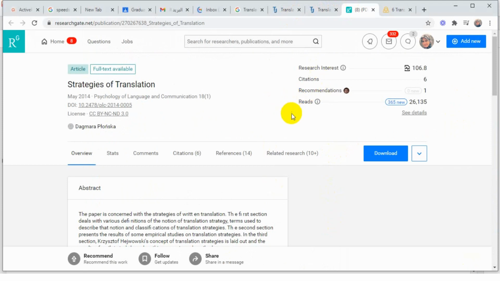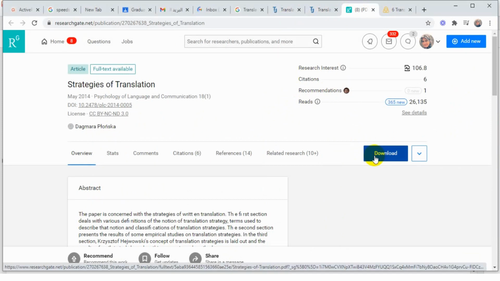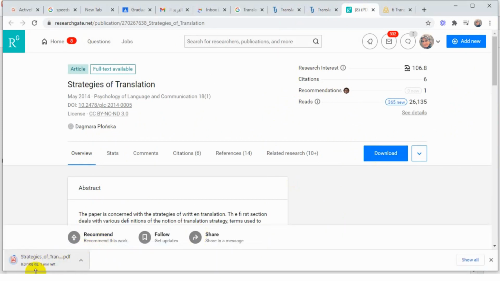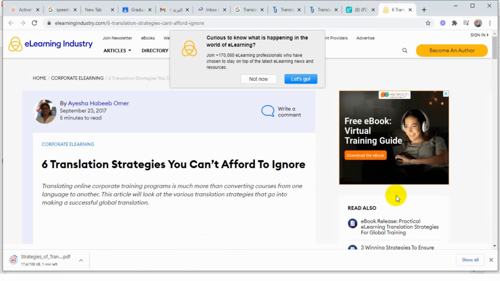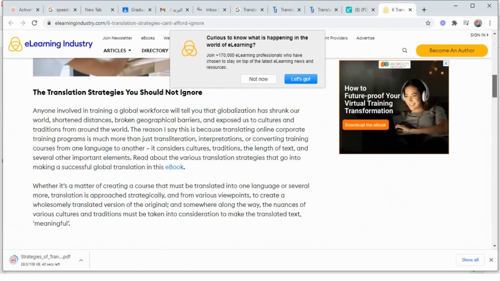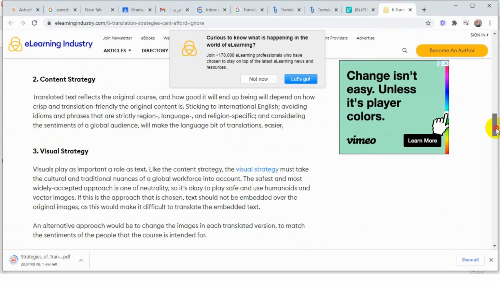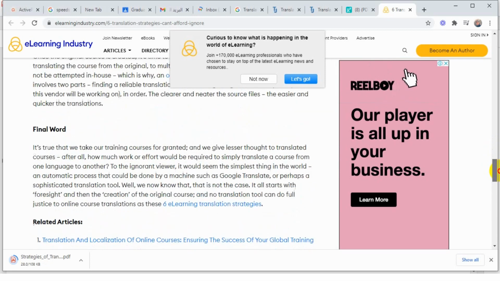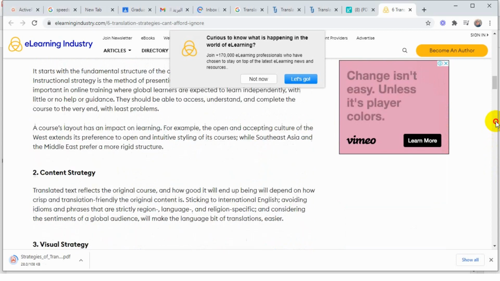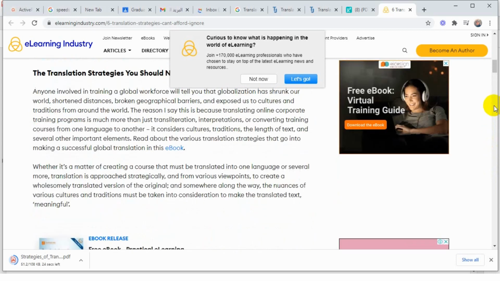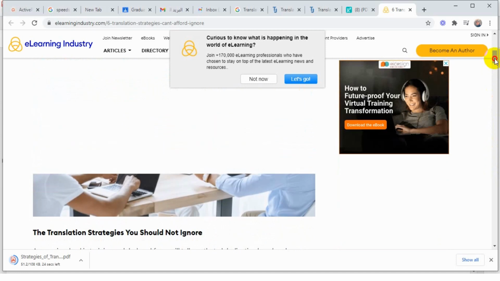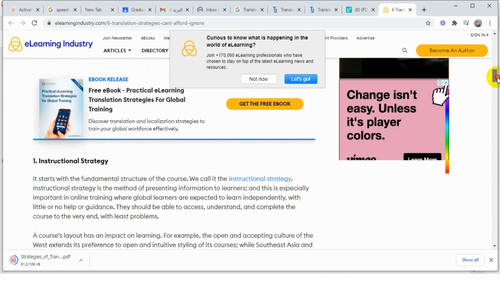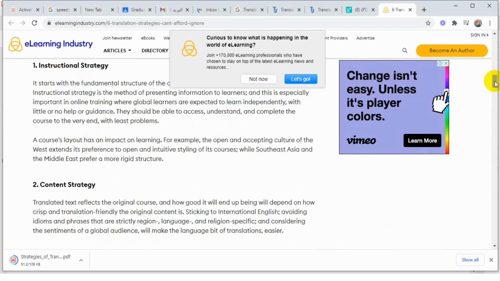Here we have ResearchGate. With ResearchGate we can download. Here, download. This is downloading strategies in translation, and we also have another type of website here. We can get information. Of course, just like this one, it is not authentic and we cannot depend on it. But from websites like this, we can get an idea about our study, a guide for how we can arrange our thoughts and our work, and put a draft for our work.